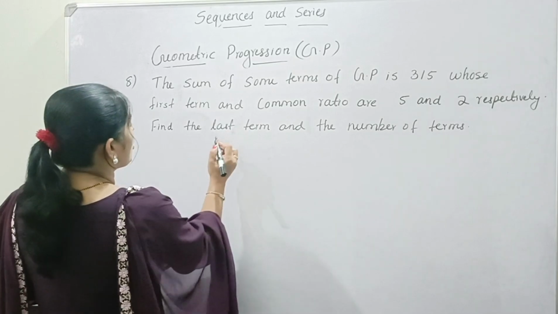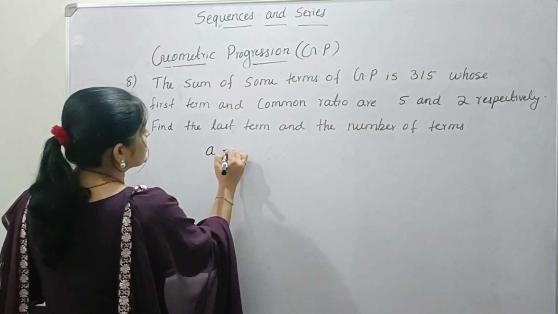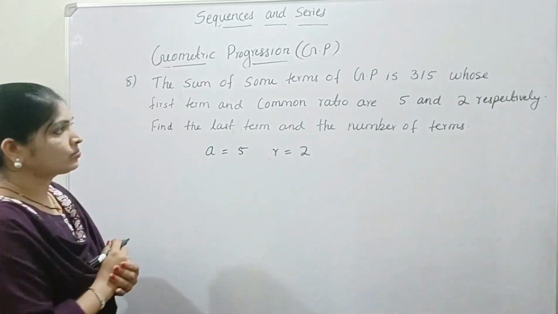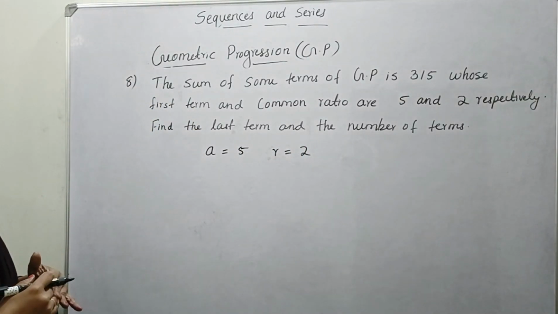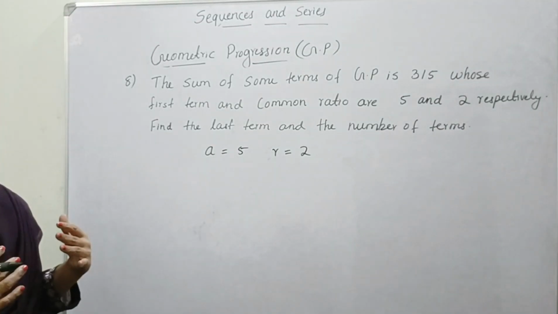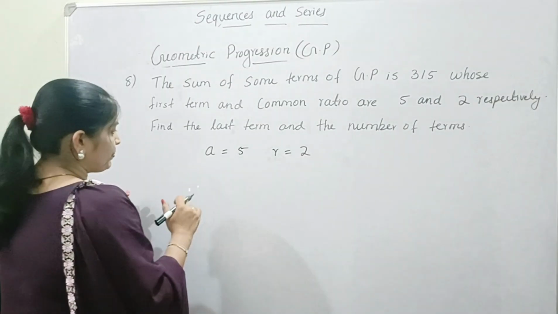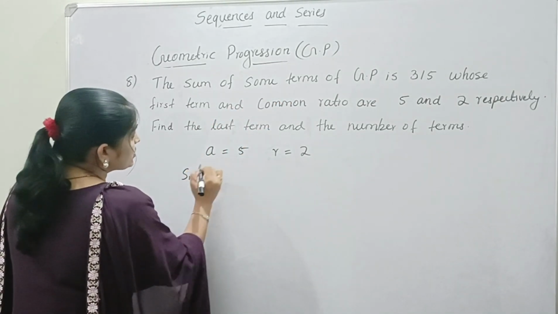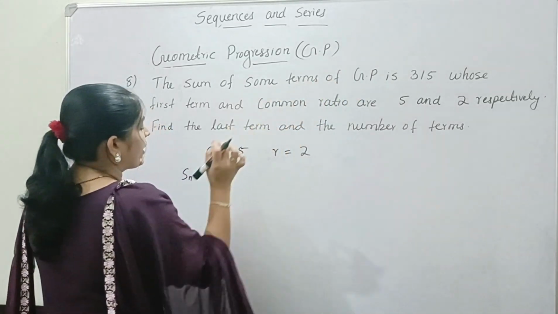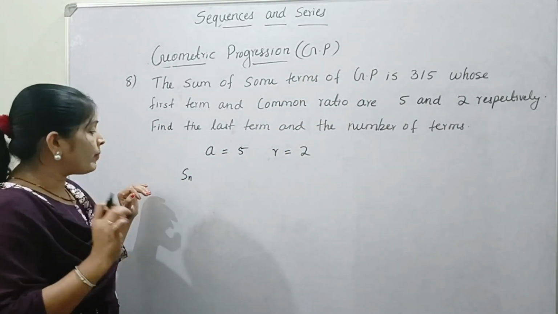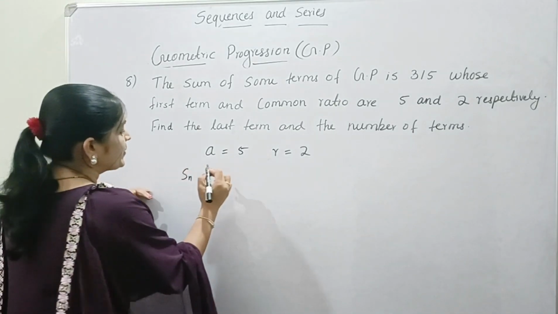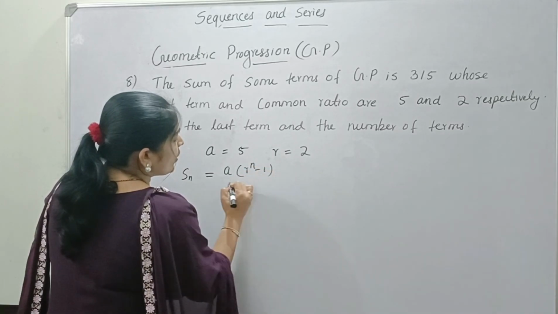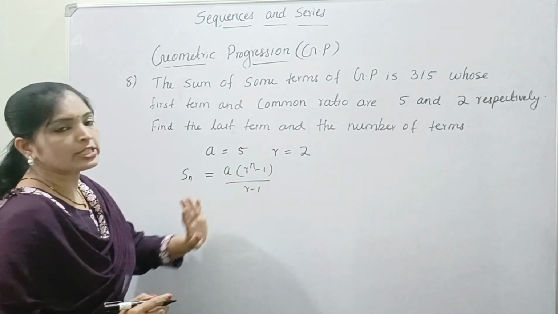First we will write the first term, that is a is equal to 5, and the common ratio r is equal to 2. Next we will write the formula for the sum to n terms in GP. See, it is given that it is in GP, so don't be confused; therefore write the formula of the sum to n terms in GP. Sn is equal to a into r raised to n minus 1 divided by r minus 1. Here r is greater than 1.